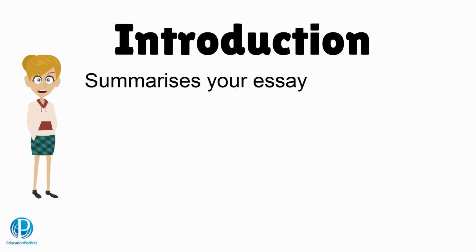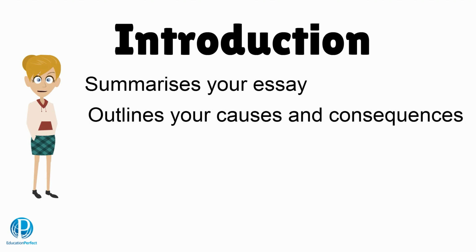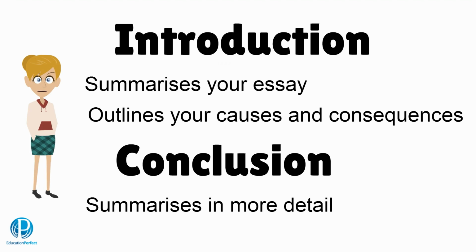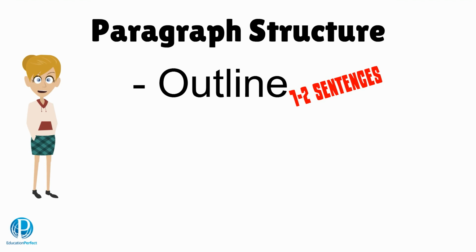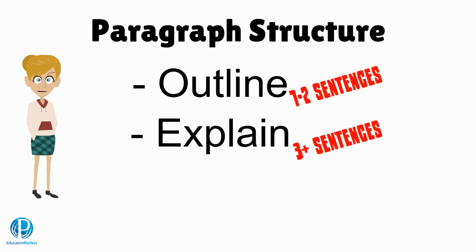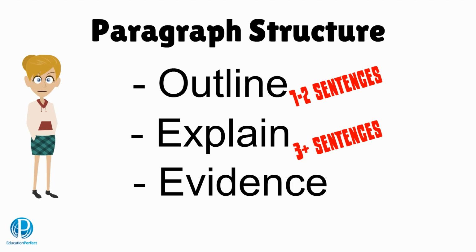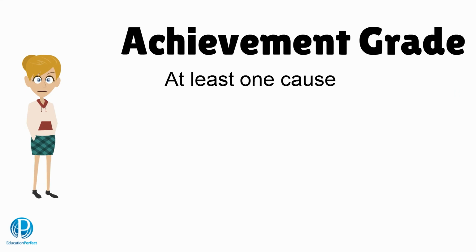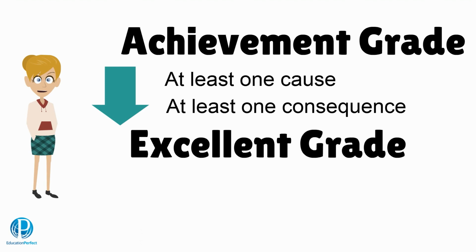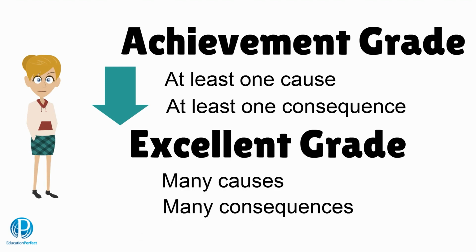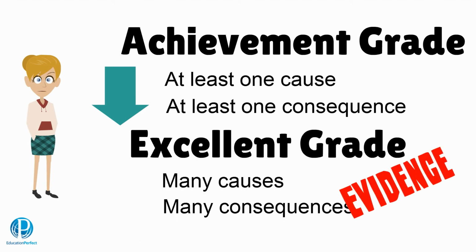Remember, your introduction is a summary of your essay. Outline your causes and consequences here. Your conclusion should also summarise with a bit more detail. Remember paragraph structure. Each paragraph outlines the cause or consequence in the first sentence, uses the next few sentences to explain it, and remember to back up what you write with lots of supporting evidence. An achievement grade will require 1 cause and 1 consequence at least. If you want to reach excellence grades, then you'll need to discuss more causes and consequences, using lots of evidence and good explanations.